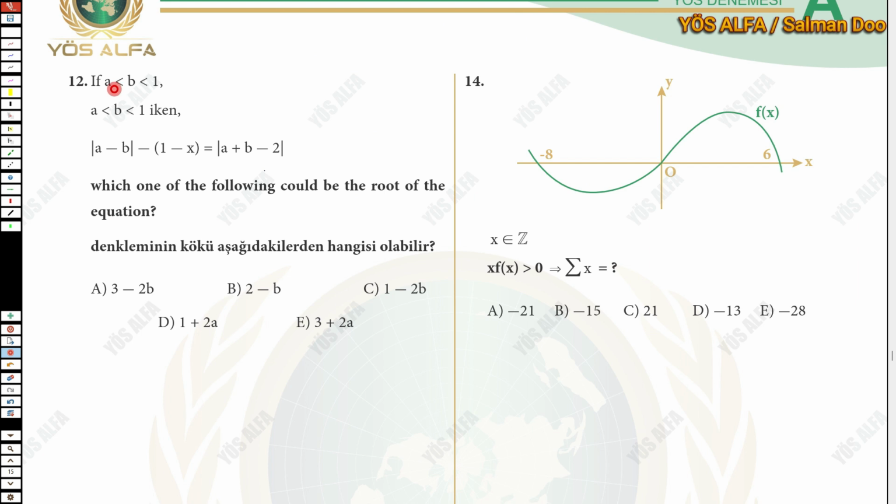It's B. 12. A is less than B, B is less than 1, and this one is given. We're asked to find the root of this equation.